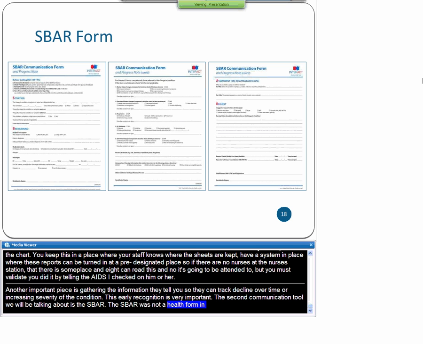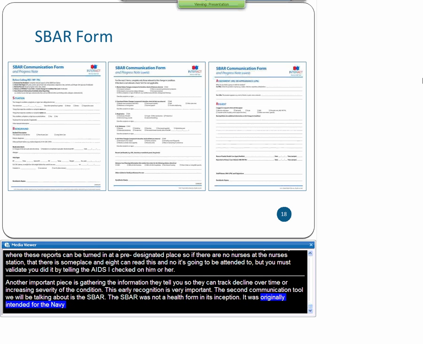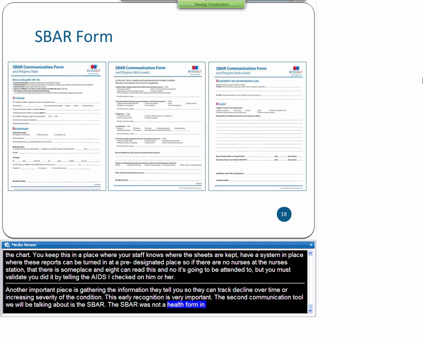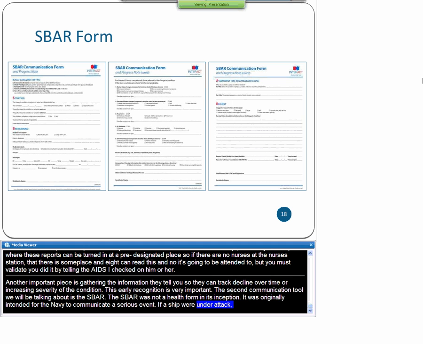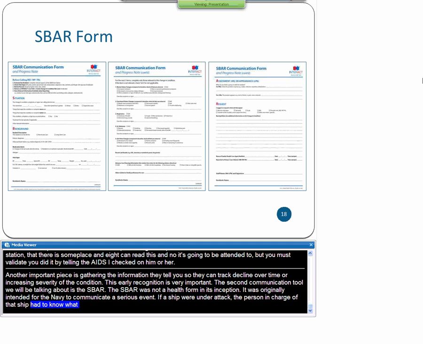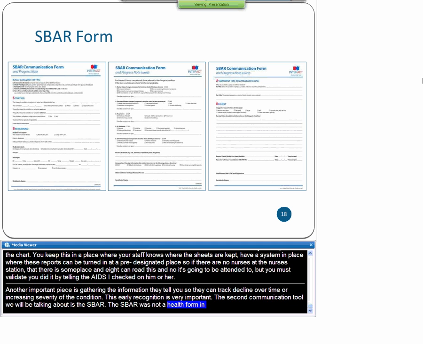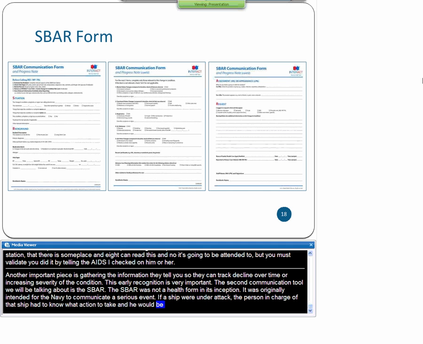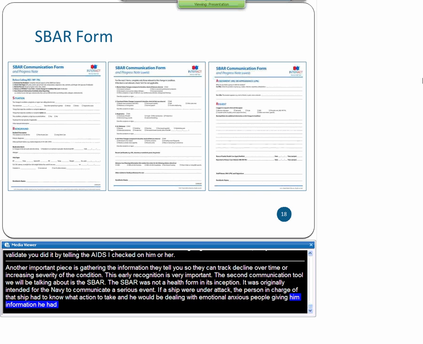If a ship were under attack, the commander or person in charge of that ship had to know what action to take, and he would be dealing with emotional, anxious people, giving him information that he or she had to make sense of in order to come to the right decision, whether to attack, whatever the option they had.